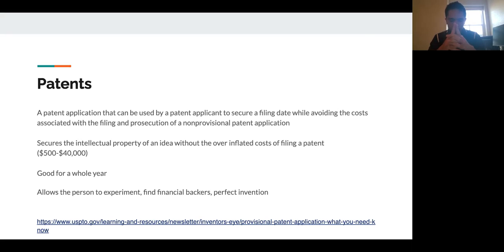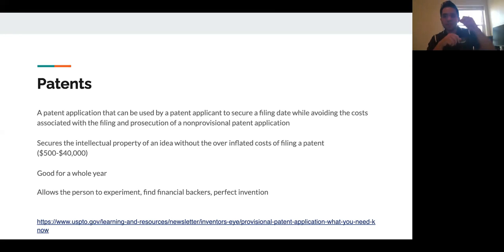But one thing that I'd like to bring up for young inventors or young entrepreneurs is that there's something called a provisional patent. A provisional patent application is essentially a patent application that can be used by a patent applicant to secure a filing date while avoiding the costs associated with the filing and prosecution of a non-provisional patent application. So a provisional patent application is essentially I'm putting a reservation on an idea.